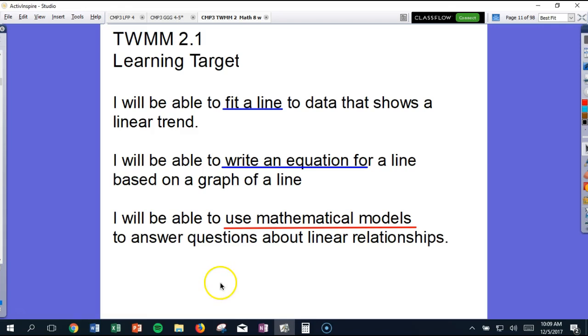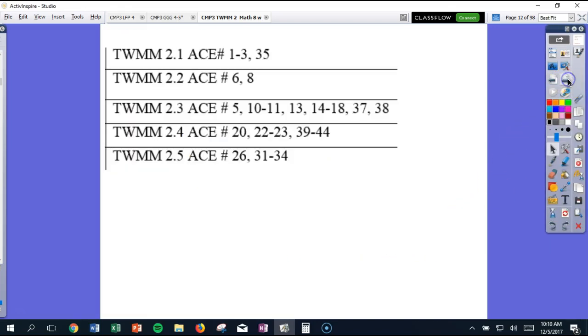Our targets today: we want to be able to fit a line to data that shows a linear trend, write an equation for a line based on a graph of a line, and then use mathematical models to answer questions about linear relationships. Our ACEs for 2.1 are going to be 1 through 3 and 35.